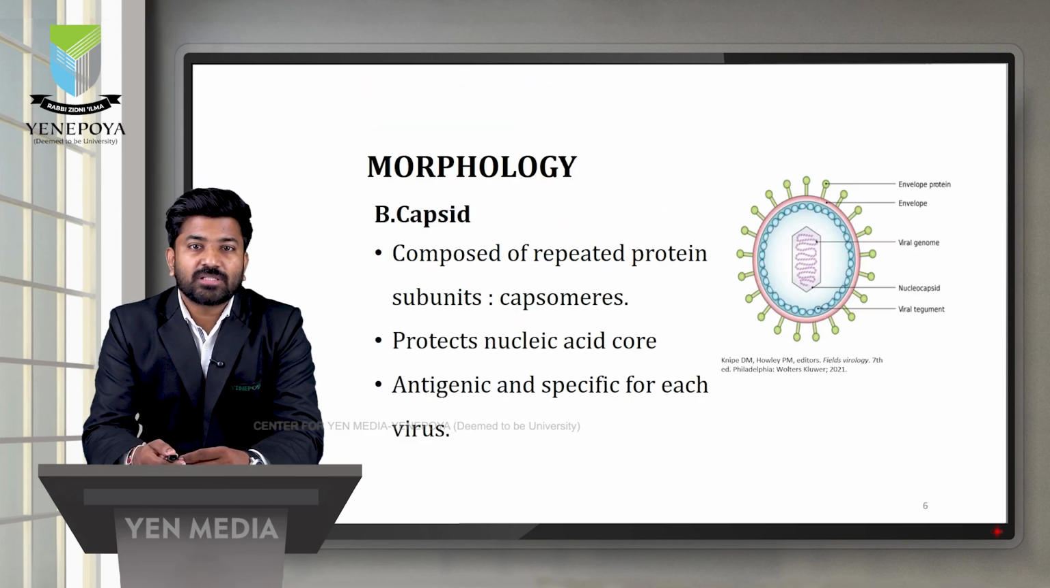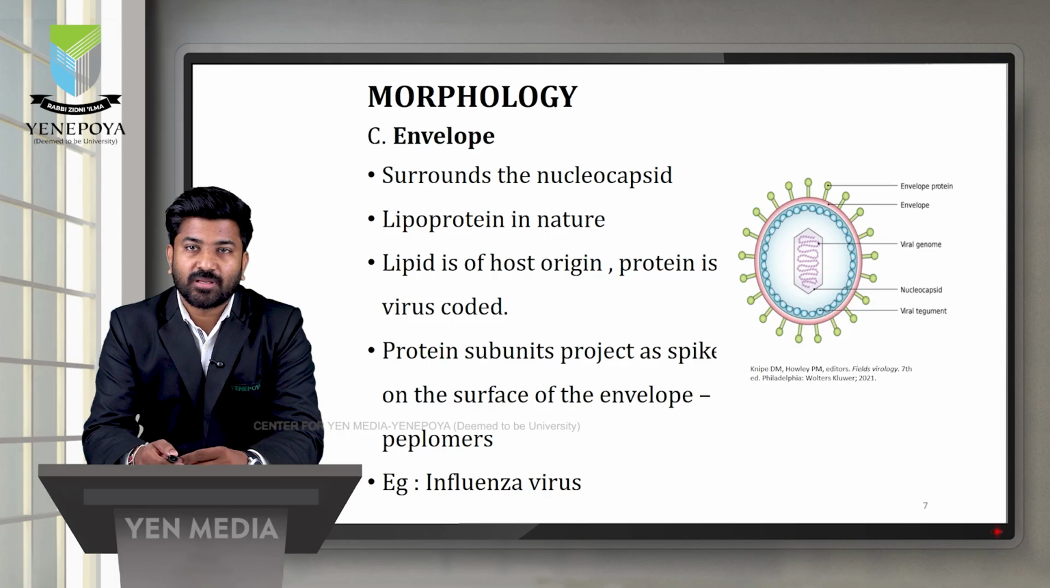The capsid is composed of repeated proteins known as the capsomeres. These are called the subunits of the capsids, and these capsomeres are put together to form an outer coat which protects the nucleic acid core. The capsids or the capsomeres are antigenic in nature and they are specific for each virus.